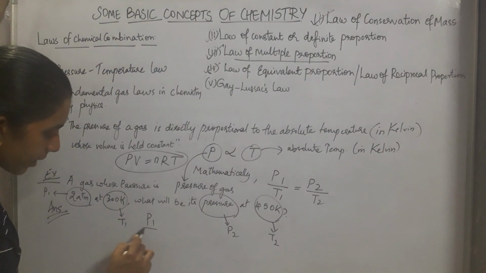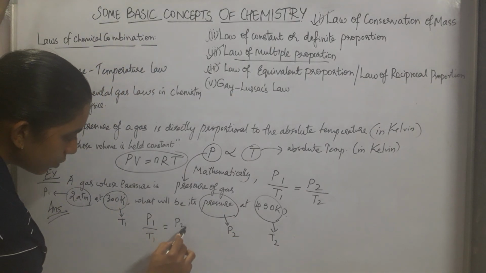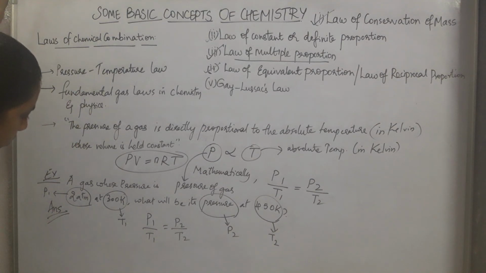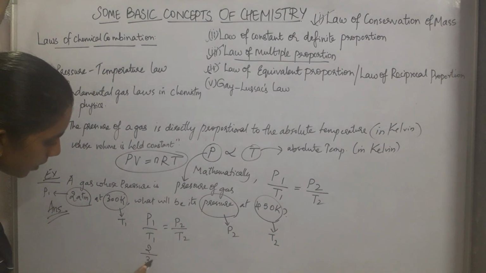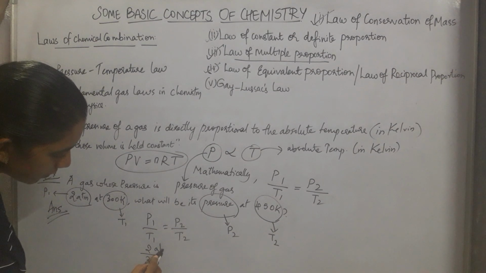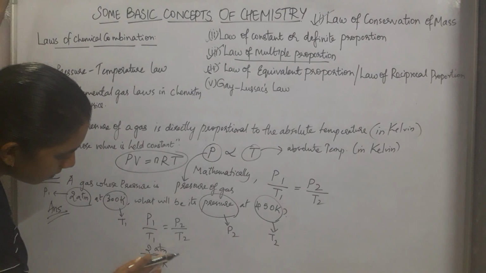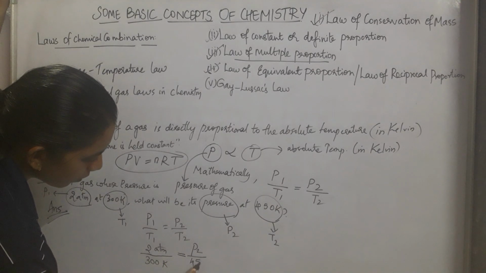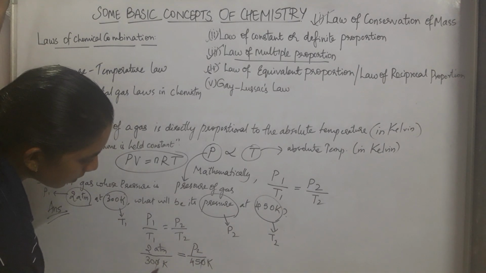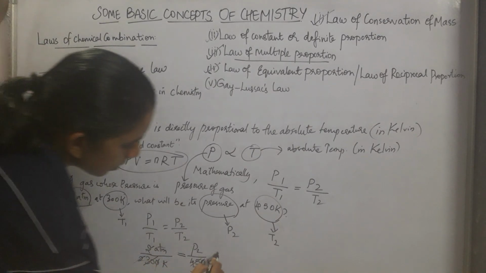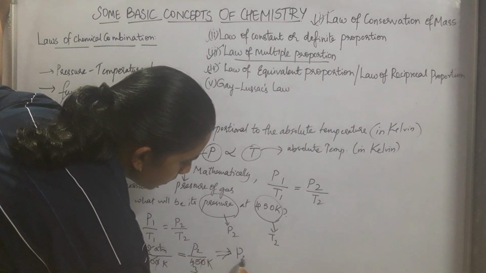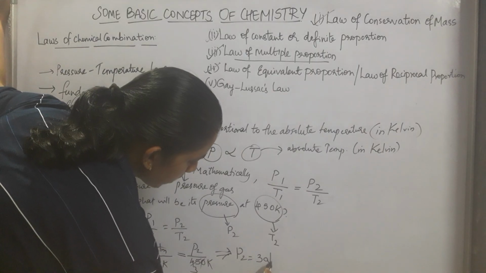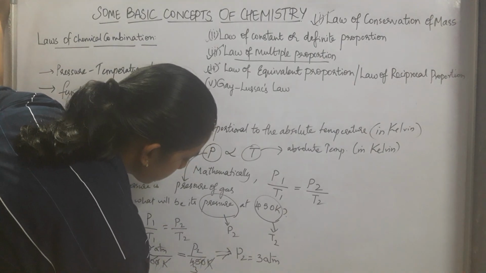So P1 by T1 is equal to P2 by T2. 2 atmosphere by 300 Kelvin is equal to P2 by 450 Kelvin. So 15 times 3, so the final P2 is 3 atmosphere.